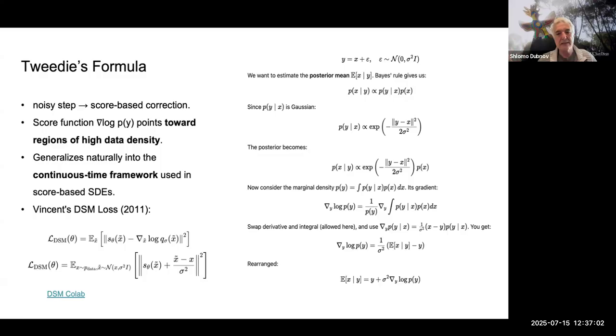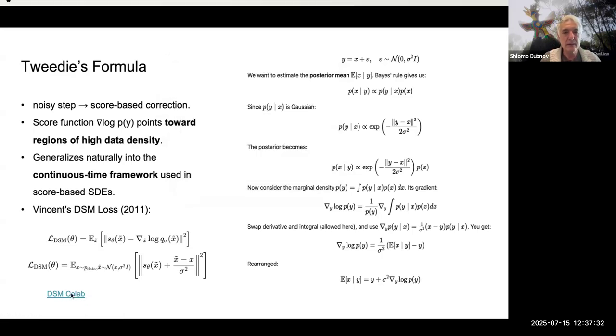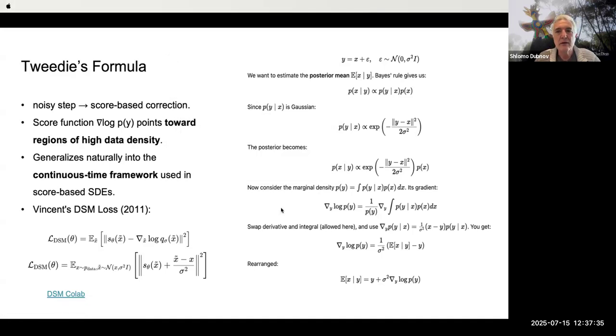Okay, so at this point in time, after we already talked a lot about all of the mathematical theory, I want to show you how we can now go back from noisy data to the original data using this trick. So this is the first time we're actually going to show you how we can estimate the score function. So let's open the Colab.